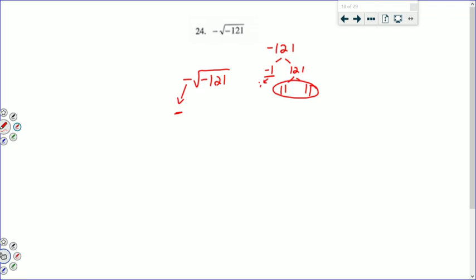So we pull out the 11, we pull out the i, and there's nothing underneath the radical. So it's negative 11i. That is our answer. Okay? Make a factor tree. They are your friend.